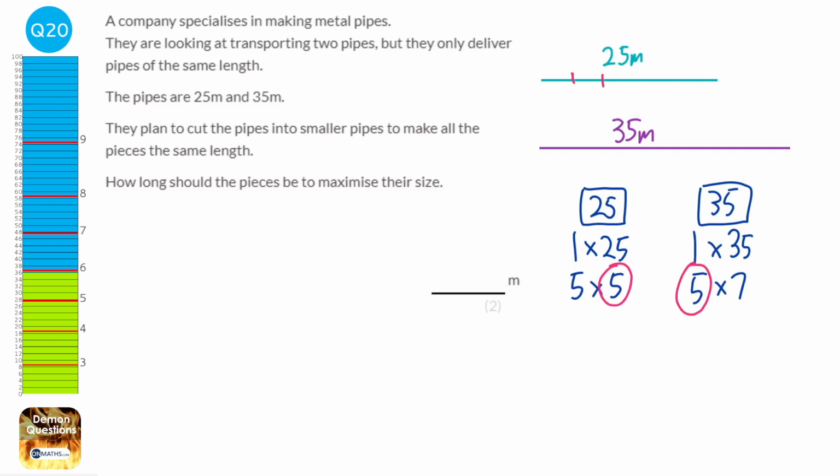So 1, 2, 3, 4, not to scale, and then 7 of these, so 1, 2, 3, 4, 5, 6, and so there's 7 in total. So each of these are 5 meter long, and there's no wastage, and that's the longest we can make the pipes for there to be no wastage at all. So my answer is 5 meters.